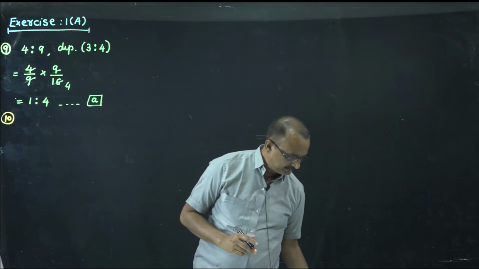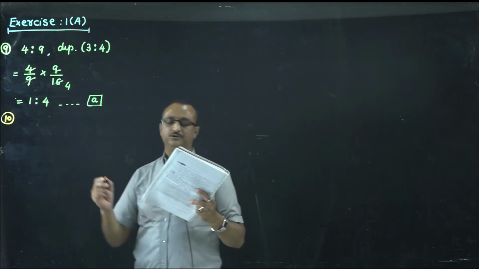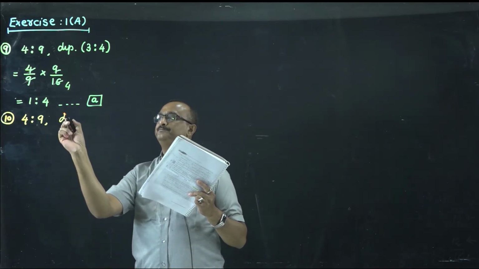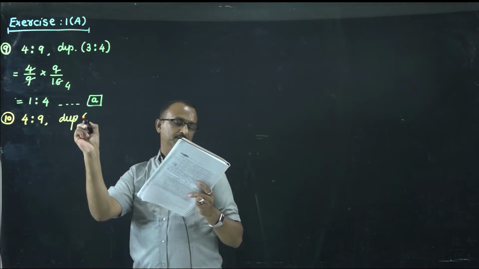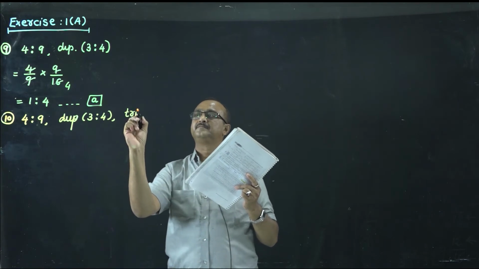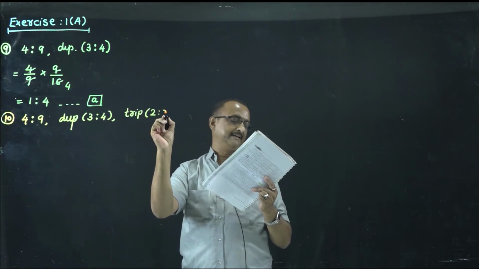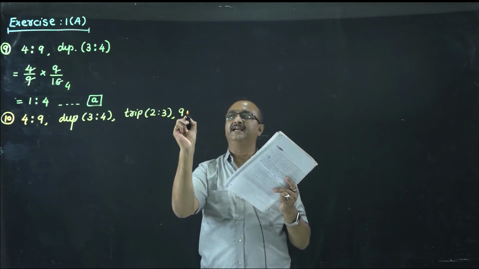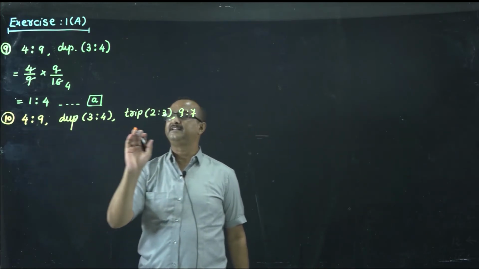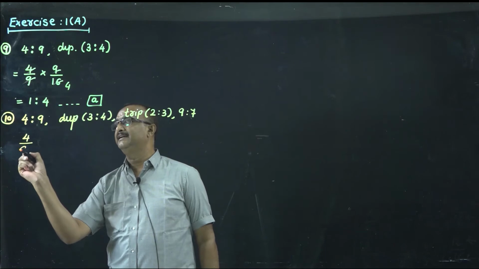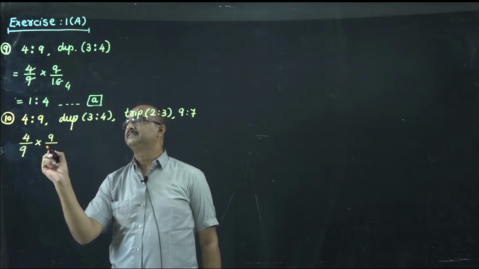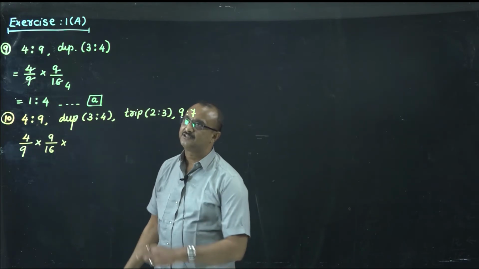Question number 10 is given by the compounded ratio of 4:9, the duplicate ratio of 3:4, and the triplicate ratio of 2:3 and 9:7. The compounded ratio of 4:9 means 4/9. The duplicate ratio of 3:4 is 9:16, times the triplicate of 2:3.